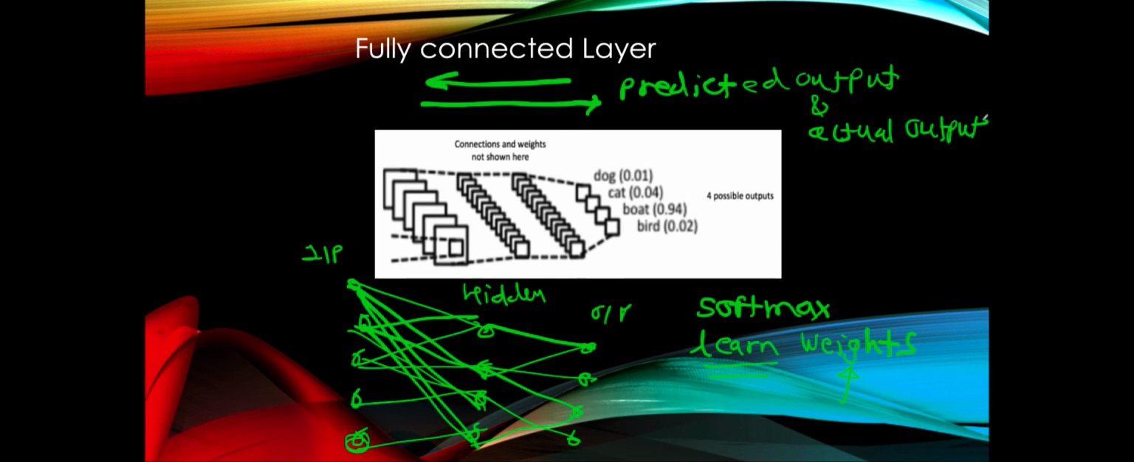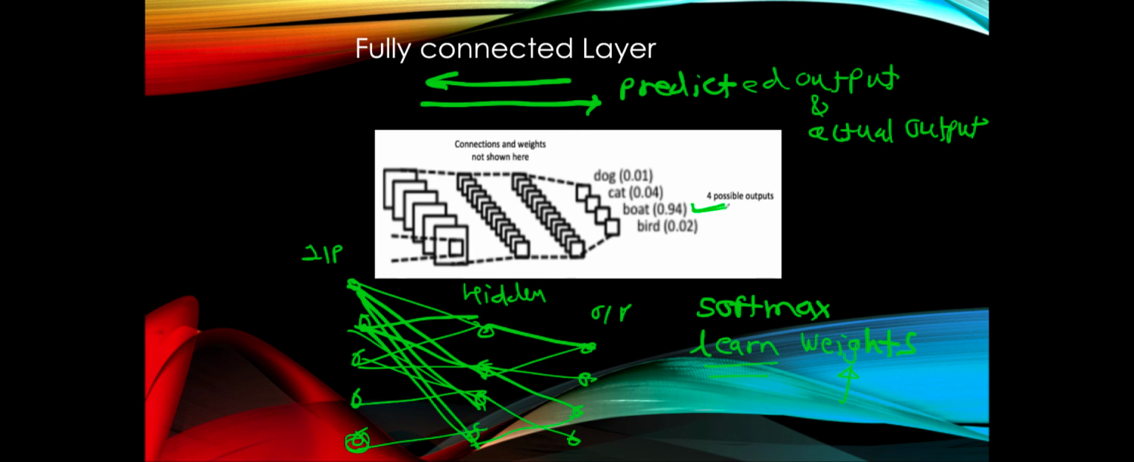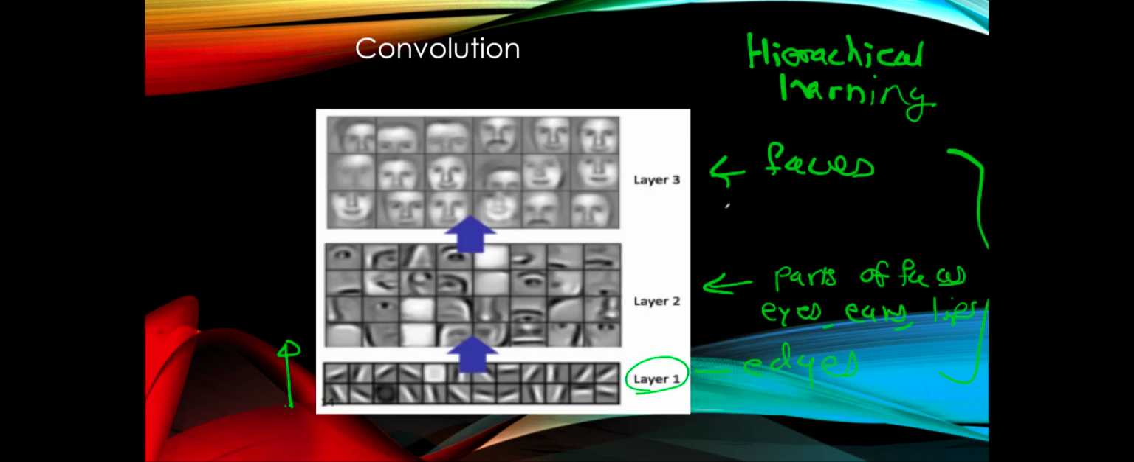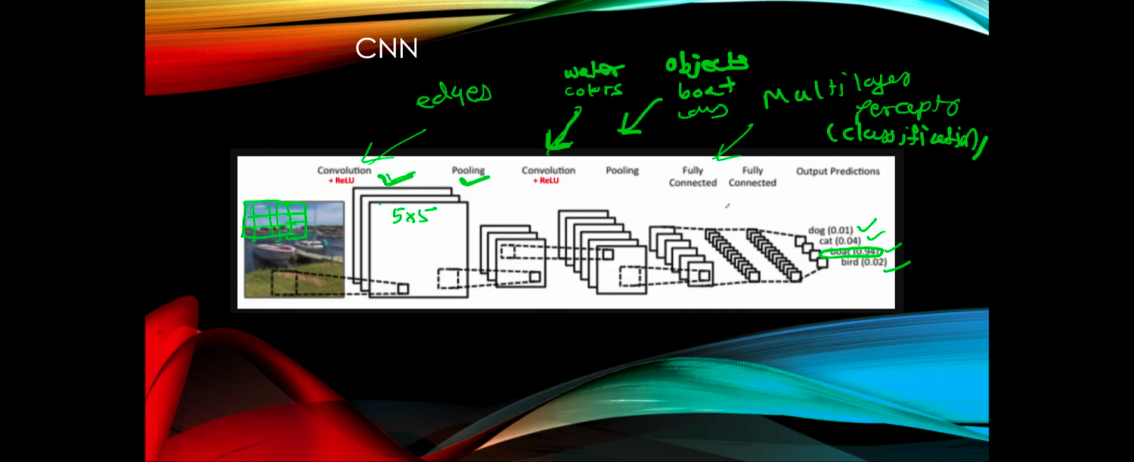And in the process it learns to classify each output with a certain probability. The higher the probability, then that object we say is the right object in this particular example. So this is how the fully connected layer works. So you saw how the CNN works for images.